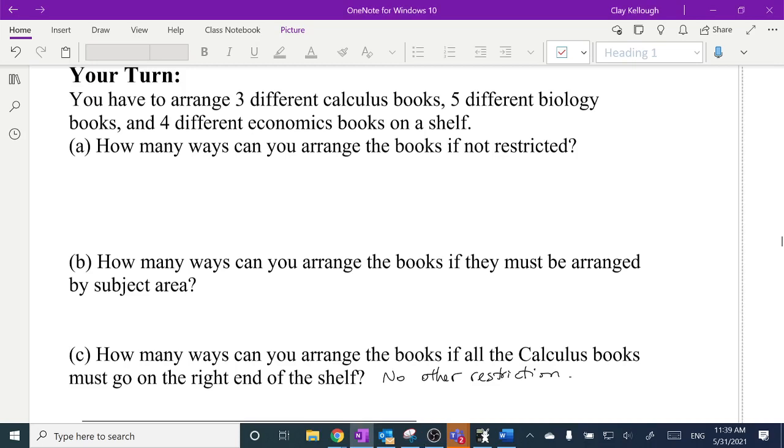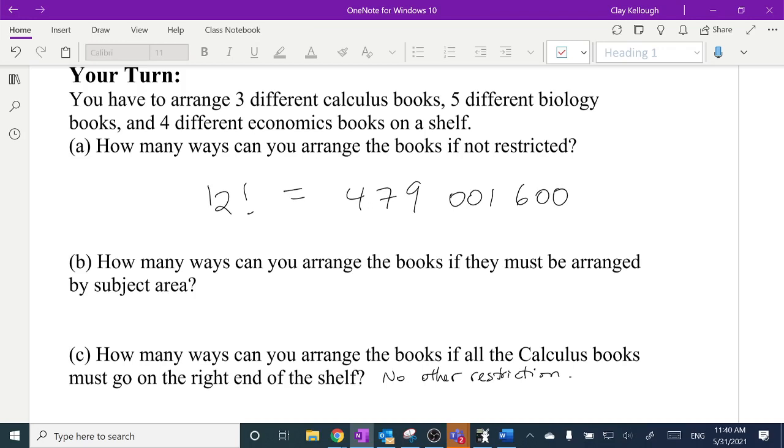All right, so the first one everybody should get. This should be pretty easy. If there's no restrictions, it's just 3 plus 5 plus 4, that's 12 things. How many ways can you arrange 12 things? It's a really big number. 479 million arrangements. How many ways can you arrange the books if they must be arranged by subject area?